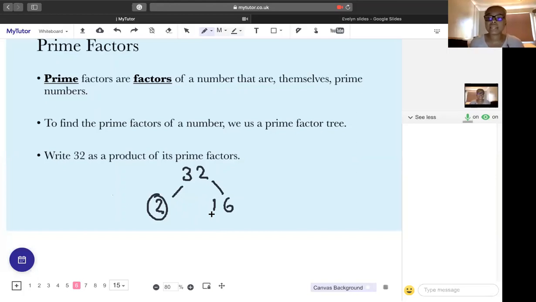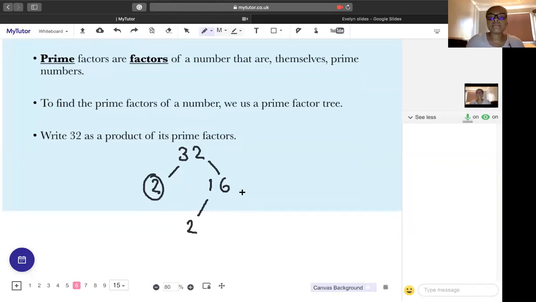So we go to the next number, which isn't a prime number. 16 is not a prime number. We can split it even further. 16 is an even number, so we know that it has a factor of 2. 2 times 8 gives us 16. Now we've got another prime number here, which is 2 again, and then we continue with 8. 8 is an even number, so it's got a factor of 2.